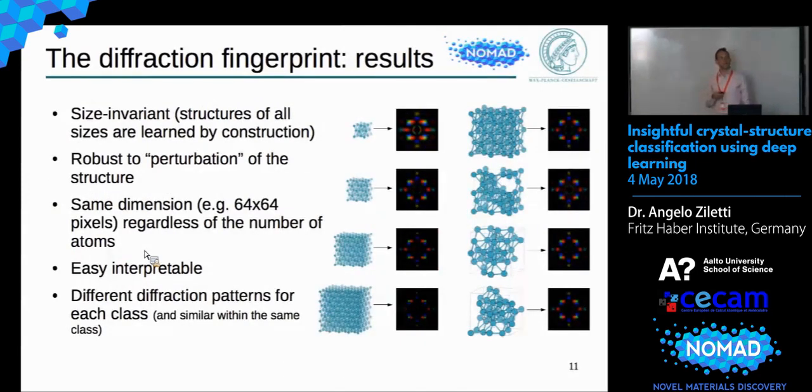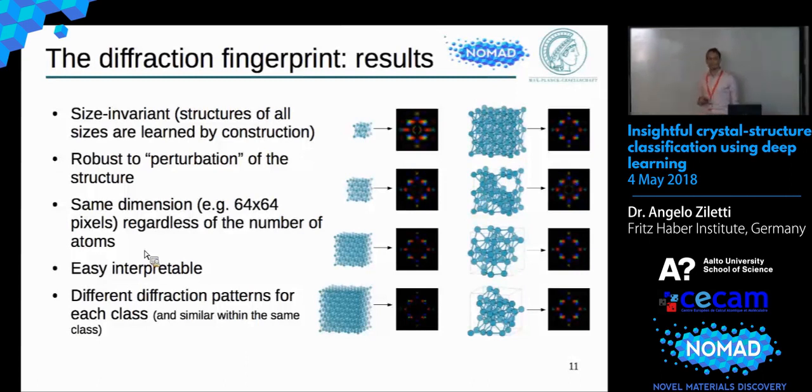The diffraction fingerprint has some nice properties, which is that it is size invariant with respect to your unit cell, because the diffraction points will be in the same position no matter how big the supercell is. Here you can see that. What changes is just the width of the peaks, because of the uncertainty principle. But you see, this is probably 64 atoms, and it's already very similar to the very big supercell. It's also robust to perturbation of the structures.